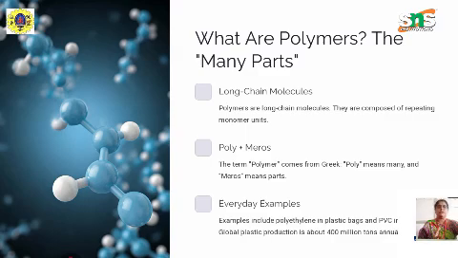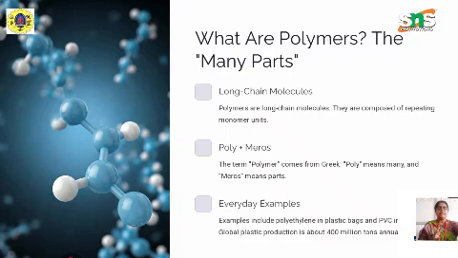Polymers have many parts. A single unit is called a monomer and the repeated units form the polymer. So it's a long chain molecule, composed of repeating monomer units. The word polymer, poly plus meros, comes from the Greek words: poly means many, meros means parts. So many parts join together to form a polymer.